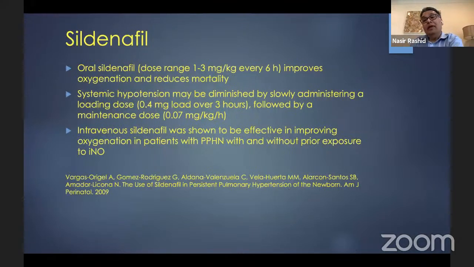Sildenafil is always available in any part of the world where there are meds. So if you do not have any vasodilator available, think about using sildenafil. The oral dose is 1 to 3 milligram per kg every 6 hours. There's also a systemic dose, and the systemic dose is shown to be very effective in improving oxygenation in patients with PPHN. The dose is 0.4 milligram per kg loading dose, followed by a maintenance dose of 0.07 milligram per kg per hour.